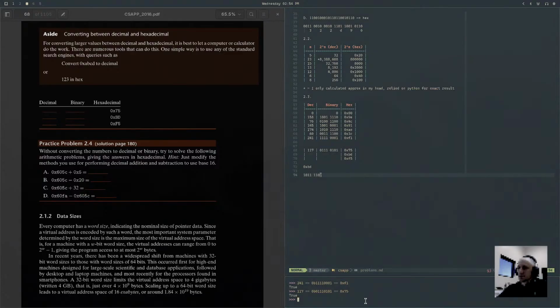So let me just make sure this one is correct. 0b10111101 is equal to 0xbd. Yeah, that's true. And then, oops. Take that, and it's going to be 128 plus 32 plus 16 plus 8 plus 4 plus 1.